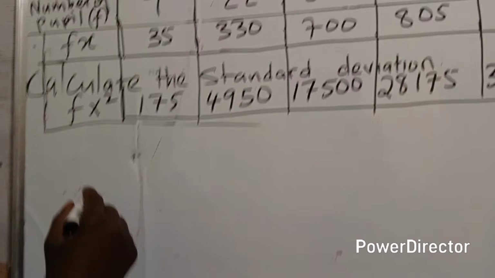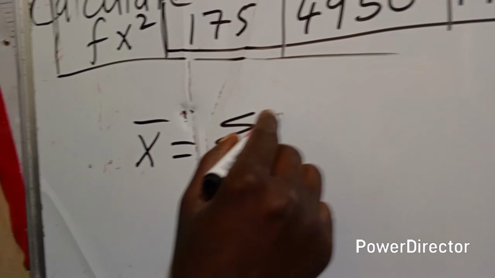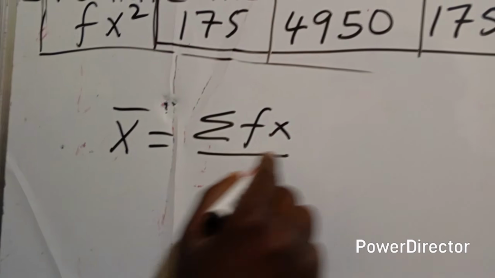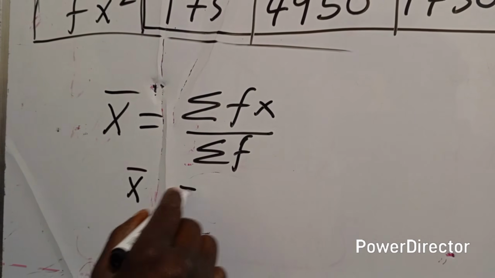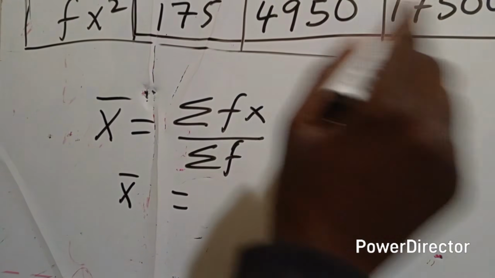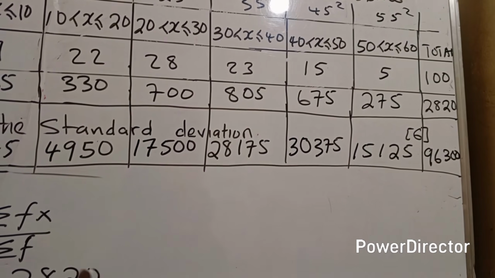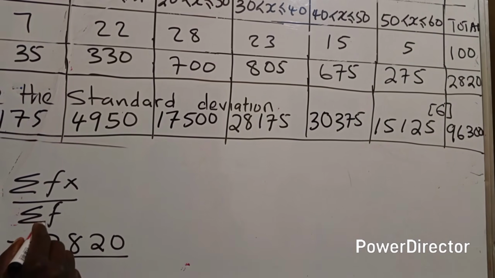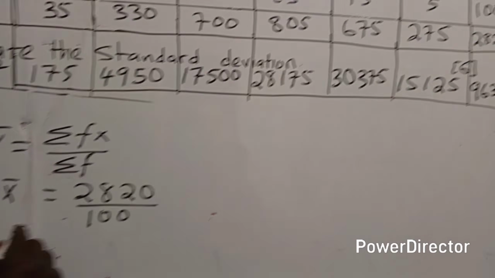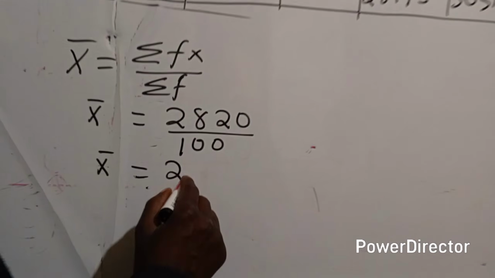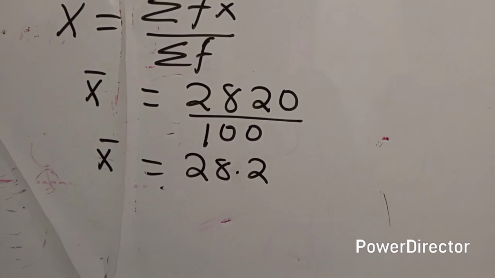You are in the exam. The first thing we look for is the mean. We say mean is equal to the summation of f of x divided by the summation of f. You agreed with me that the sum of f of x is there. It is 2,820 over the summation of the frequencies, which is just 100, which is 28.2. This is what we are calling the mean.